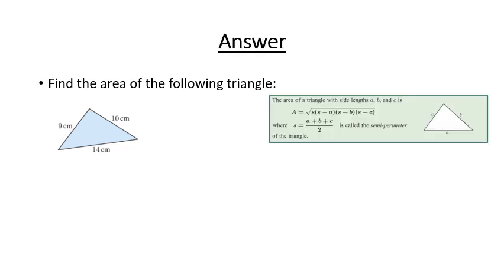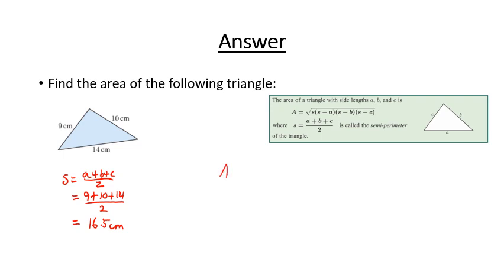Okay, so let's see how you went. You can see that I've got the formula here, so you can double check if you used the right formula. The first thing we need to do is find out s. Remember, s is a plus b plus c all over 2. So this is going to be 9 plus 10 plus 14 all over 2, which is 33 divided by 2, which is 16.5 centimeters.